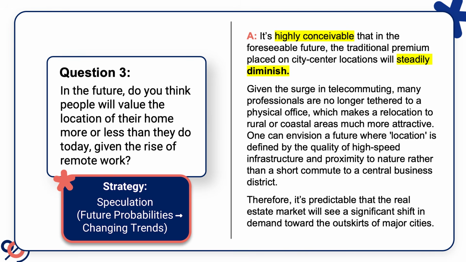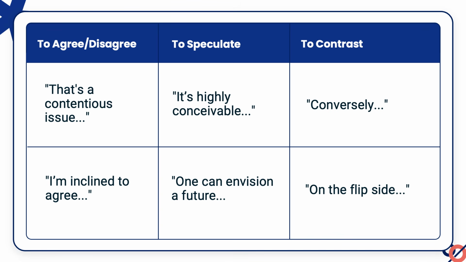Given the surge in telecommuting, many professionals are no longer tied to a physical office, which makes a relocation to rural or coastal areas much more attractive. One can envision a future where location is defined by the quality of high-speed infrastructure and proximity to nature, rather than a short commute to a central business district. Therefore, it's predictable that in the real estate market, we'll see a significant shift in demand towards the outskirts of major cities. Now look at this cheat sheet.